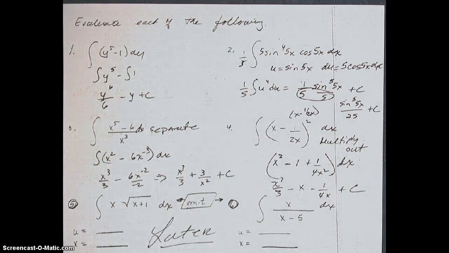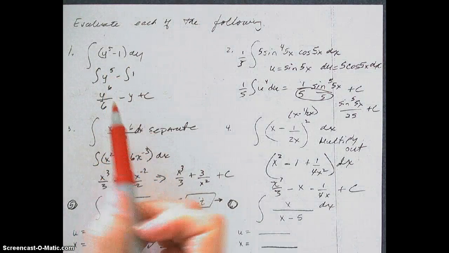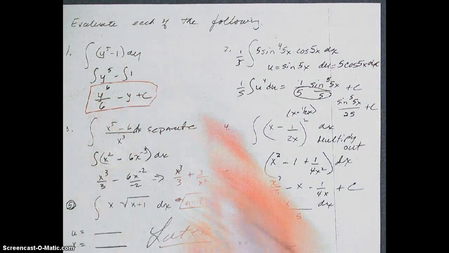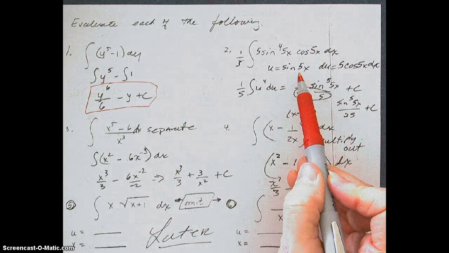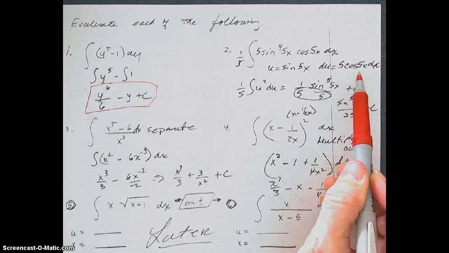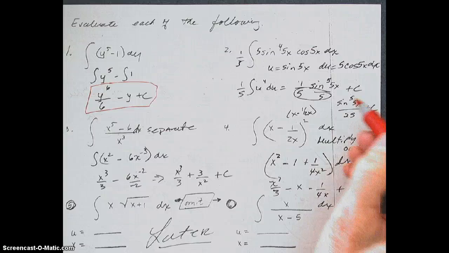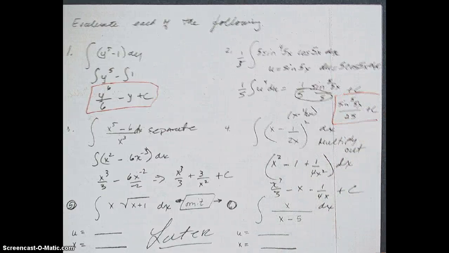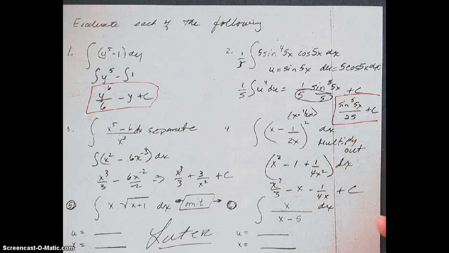Okay, I'm not sure how long that took you. It took me about 5 minutes to work through those 6 problems. Let me highlight final answers. Here I just separated and integrated both pieces. In number 2, u should be sine of 5x, so the cosine acts as your dx, but du, so you have to counterbalance it. So final answer is sine to the 5th of 5x over 25 plus c.